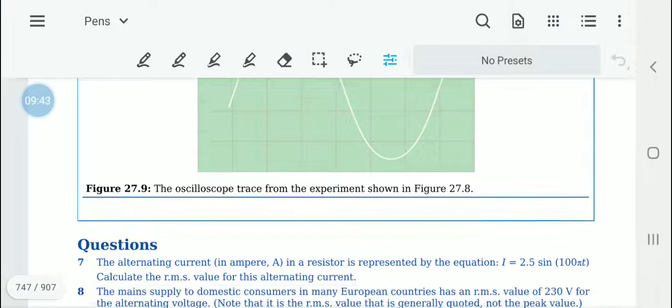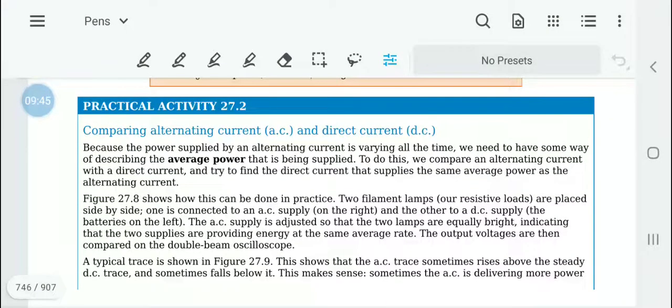Write down: AC and DC power supply can be compared by using two resistive loads (within brackets), for example filament bulbs, which are supplied with AC and DC current in such a way that both would have the same brightness.